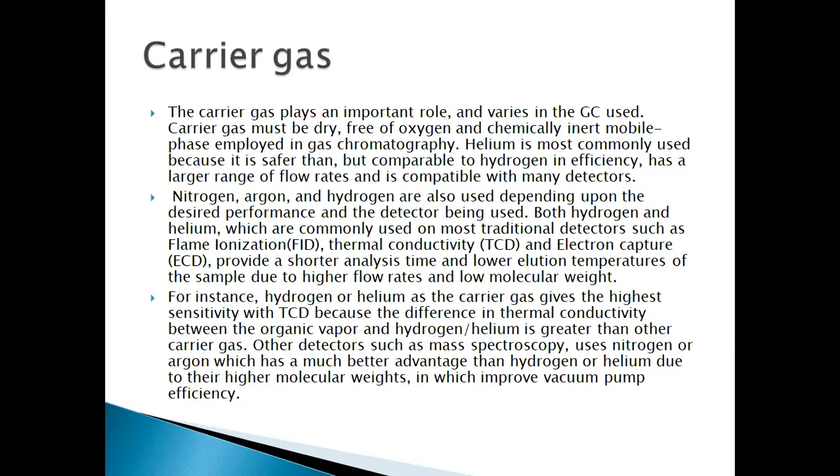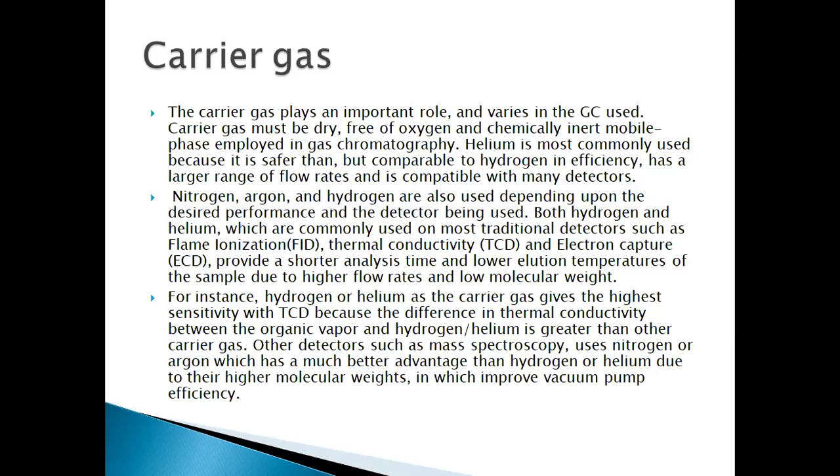Both hydrogen and helium, which are commonly used in most traditional detectors such as flame ionization (FID), thermal conductivity (TCD), and electron capture (ECD), provide a shorter analysis time and lower elution temperatures of the sample due to the higher flow rate and low molecular weight.